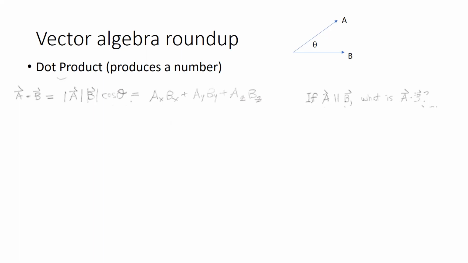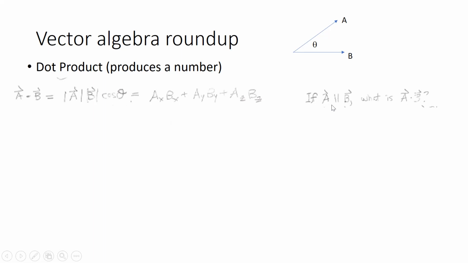So let's ask one question. According to this definition, if A is parallel to B, what would A dot B be equal to? I'll let you think about that for a second. It has to do with the angle. The most convenient way to think about it is the angle involved in the dot product. I'll give you just a little bit more time.